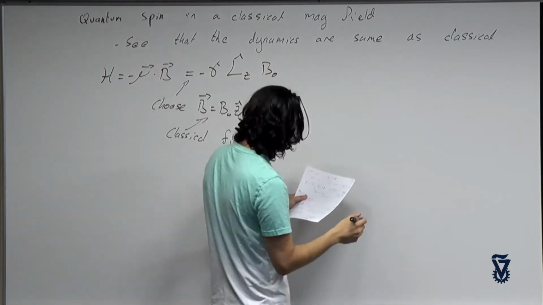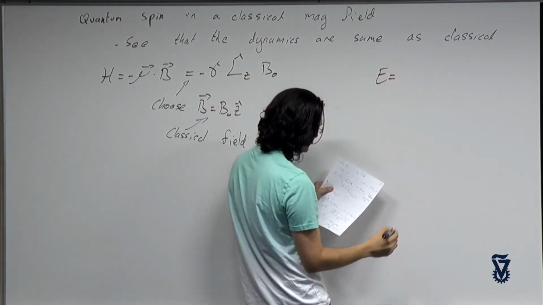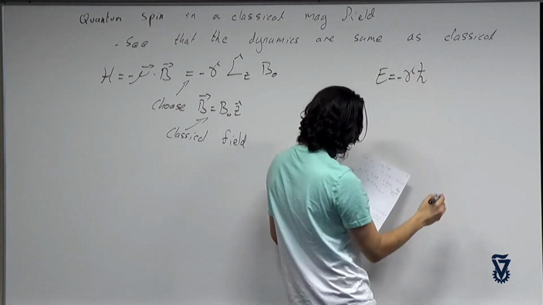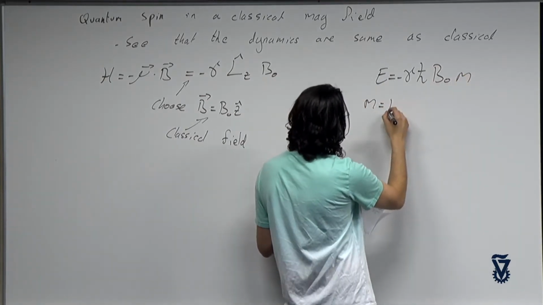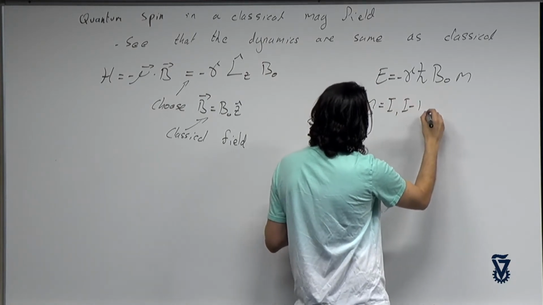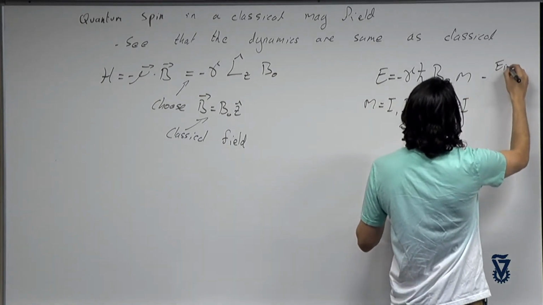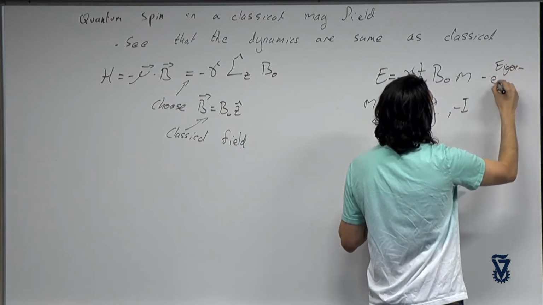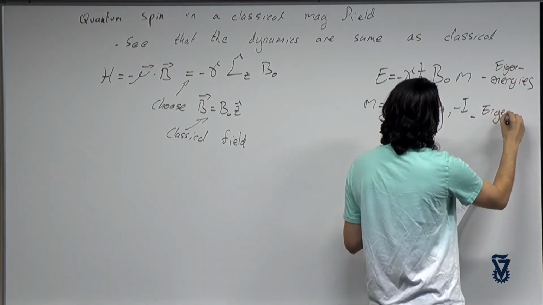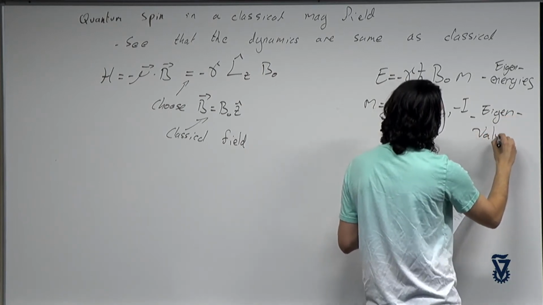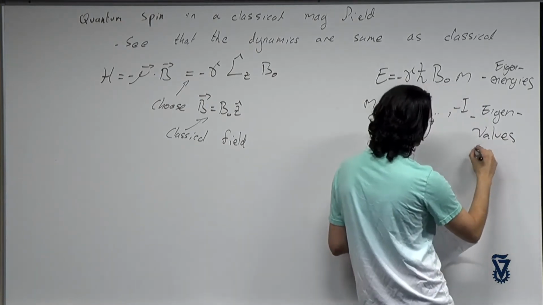But if we did our quantization properly, then this is our Hamiltonian, and our eigenenergies are going to be minus gamma h bar B0 M, where M are quantum numbers and they go from I, I minus 1, and so on, all the way to minus I. These are eigenenergies. And these are eigenvalues of LZ.